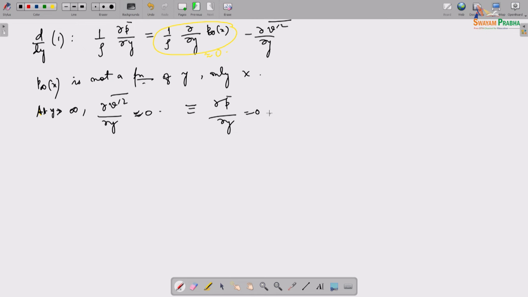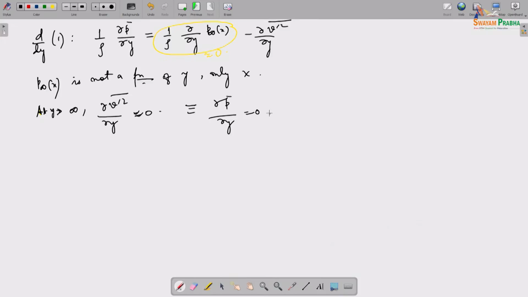Now, so del P del y, this is 0, or we haven't yet established that. So we said that both the terms on the right hand side will go to 0, and so the gradient of pressure in the y direction is 0. Now this is the derivative of the mean pressure.